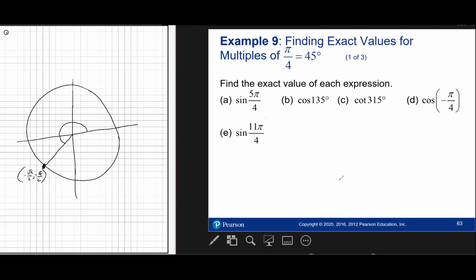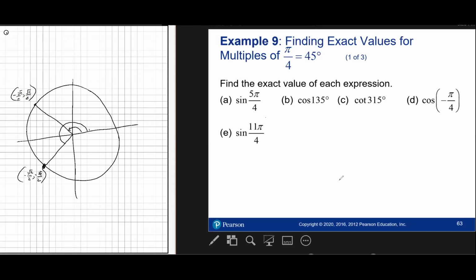135 is this 45 degree angle, 45 degrees from the axis. And it's going to have square root of 2 over 2 and square root of 2 over 2. But because we're in the second quadrant, the y value is positive and the x value is negative. So the cosine is the negative square root of 2 over 2.